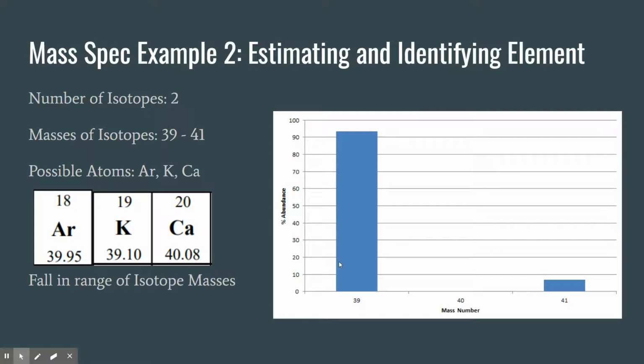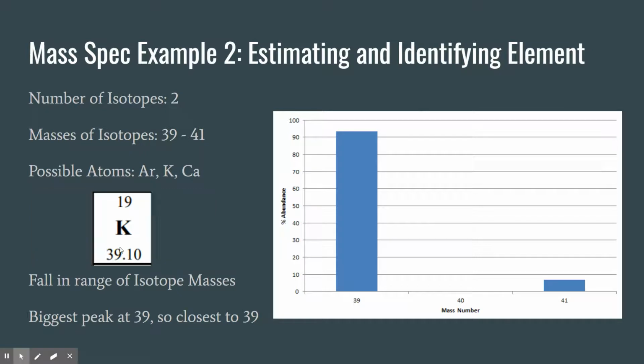So, to figure out which one of these is the right one, I want to compare the relative abundance. And what this means is look at the peak heights. This 39 makes up most of the sample, which means that the mass is going to be much closer to 39. The 41 is very small compared to it, and so it's not going to be able to pull the mass close enough to 41 or even close enough to 40. So from that, I know that it's probably closest to 39, and I'm going to pick potassium.